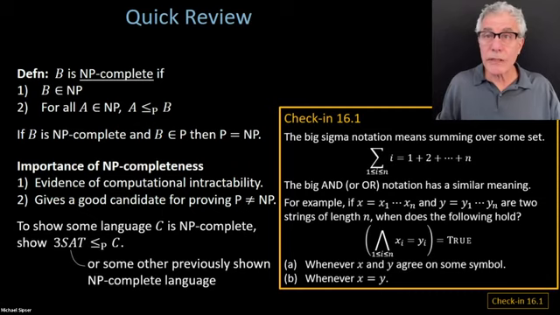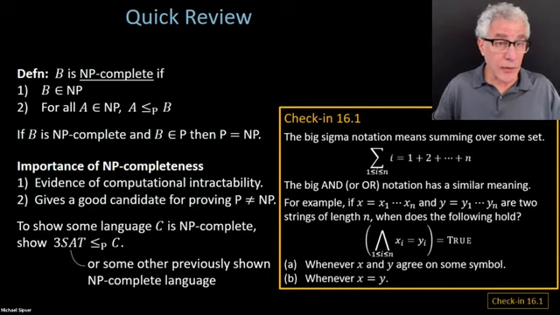Just want to make sure you understand the notation, because we're going to be using that a lot in describing the polynomial time reduction from languages in NP to the SAT language. Okay, I think most of you have got the idea, but let's finish this up quick.